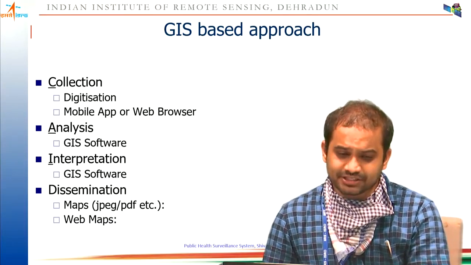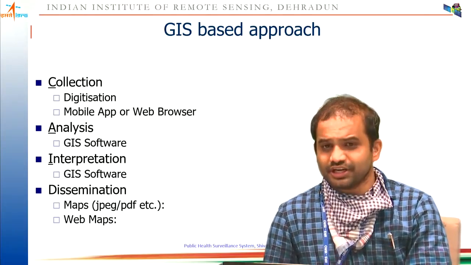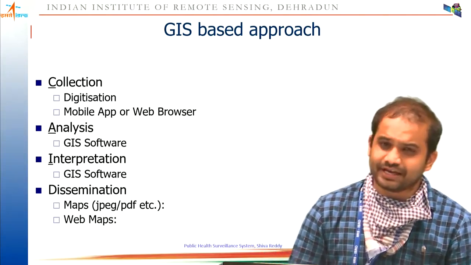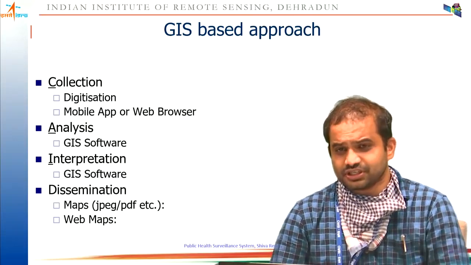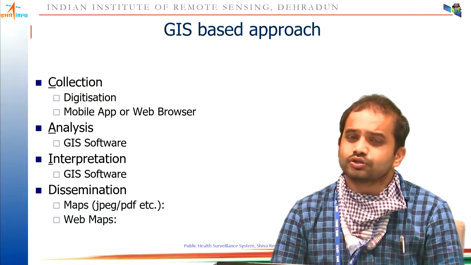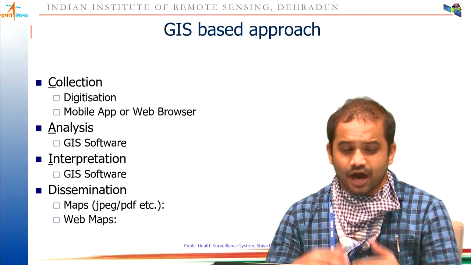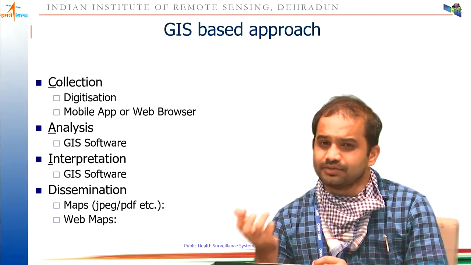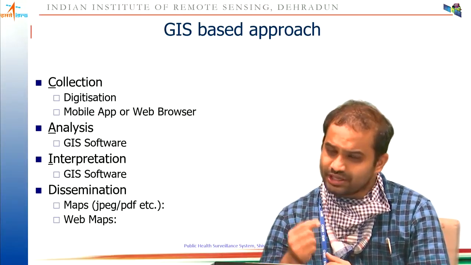So if I see the same thing in a GIS-based approach, how do I collect data? In traditional collection you can collect on paper or something, but GIS is a geographical information system, so all data need to be in digital form. Then only it can be further processed or analyzed in the GIS. For that, how can we collect data? We can either do digitization. It means you have the paper-based data or the field data coming from different people, and they open a GIS software.